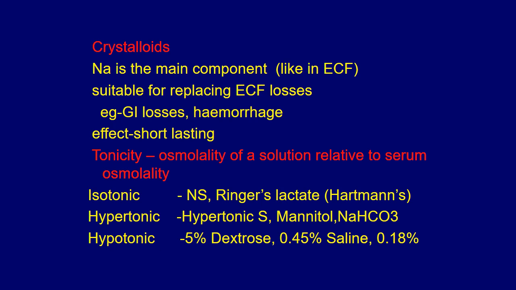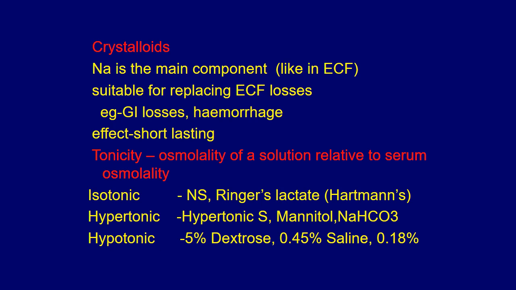Now, when you look at the tonicity or osmolality of a crystalloid solution, we can subdivide them into three main groups depending on the osmolality or tonicity of the crystalloid solution in relation to the serum osmolality. Thereby we can see three groups: isotonic crystalloids, hypertonic crystalloids, and hypotonic crystalloids.